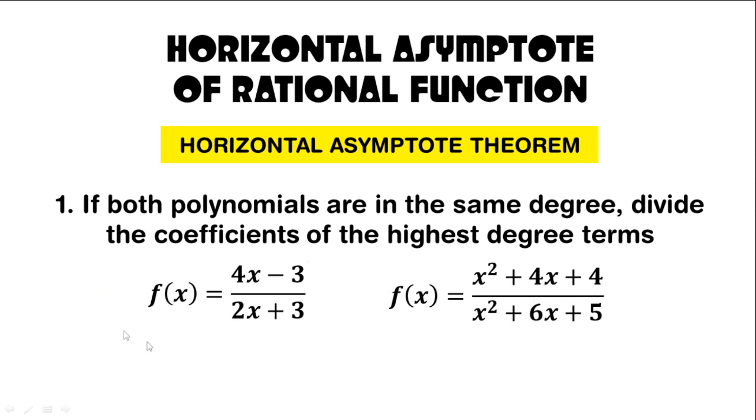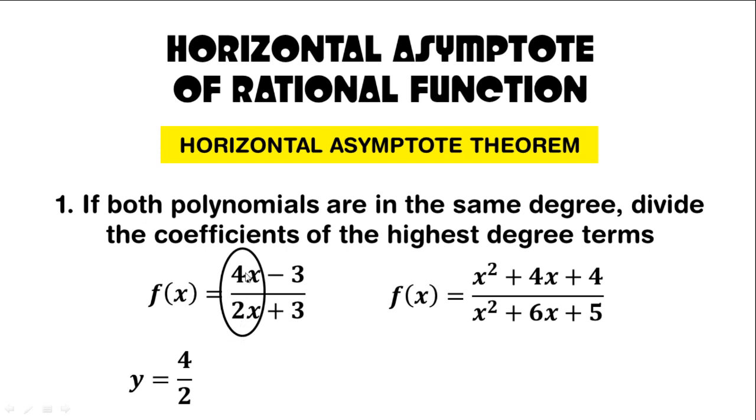So, sa first example natin, makikita natin na same degree lang siya. Itong numerator ay hanggang x lang siya at yung denominator ay hanggang x lang din. Same as this one, kung may x squared sa numerator, may x squared din sa denominator. So, sa first rule ng horizontal asymptote theorem, sinasabi dito na kapag pareho ng degree yung highest degree terms ng numerator at denominator, ang gagawin lang natin is to divide the coefficient of the numerator to the coefficient of the denominator.